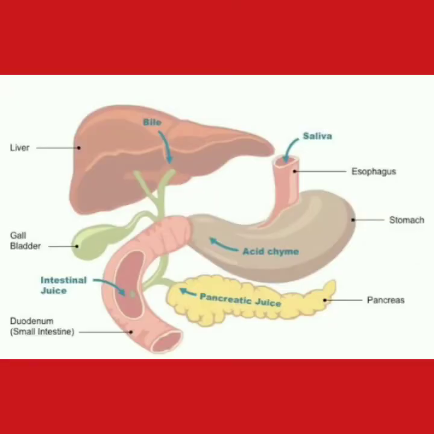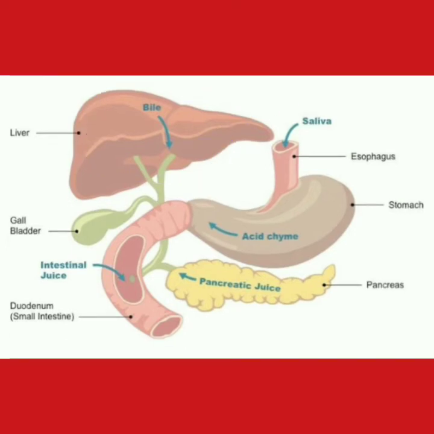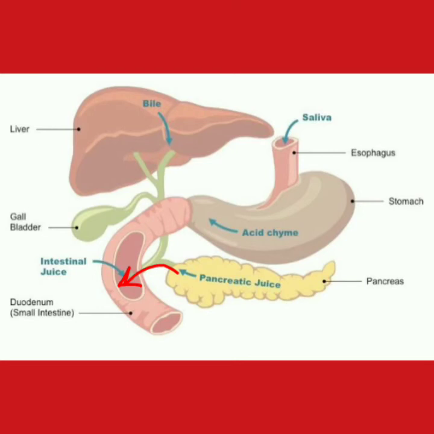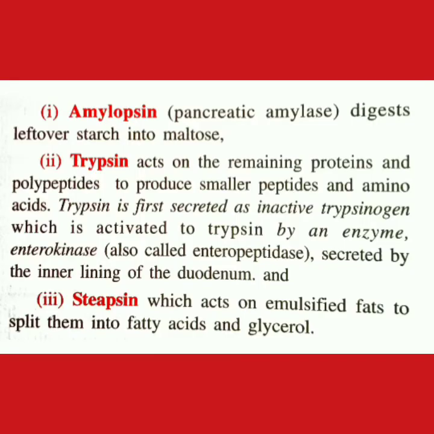Now let's read about the 2 digestive juices. The first one is bile. It is a yellowish green watery fluid produced in the liver. The pancreatic duct opens into the duodenum by an aperture common to that of bile duct. The pancreatic juice contains 3 kinds of enzymes. They are amylopsin, trypsin and steapsin.